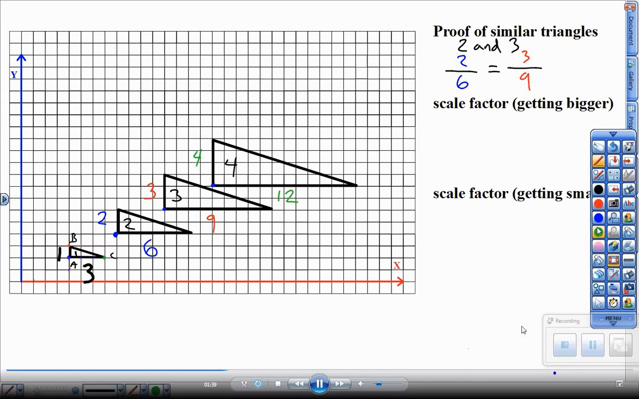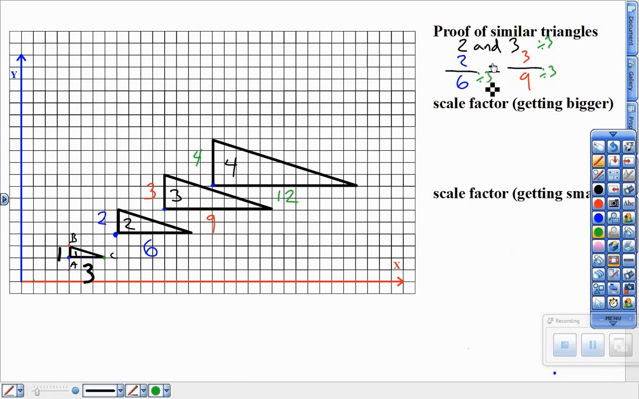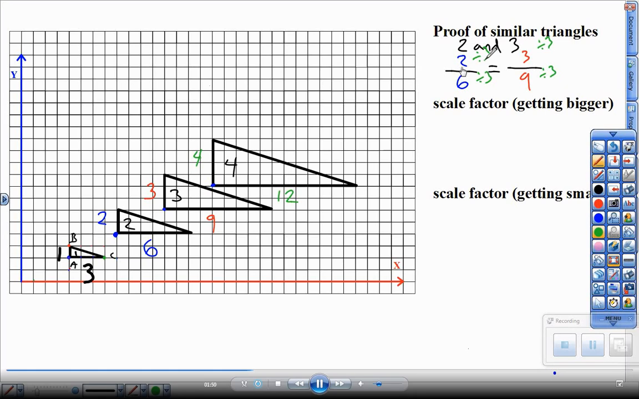I'm going to do 2 over 6 equal to 3 over 9 and show those are equal. So 2 over 6 and 3 over 9, if I divide both by 3, that reduces down to 1/3, and this reduces down to 1/3. Those are equal, shows these are proportional triangles. They're similar.